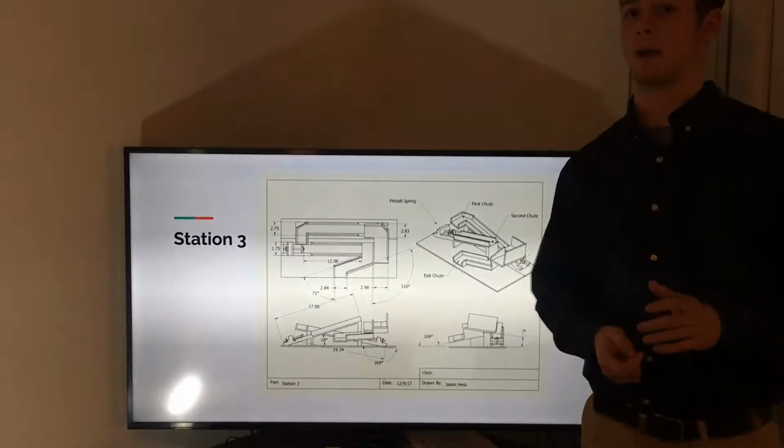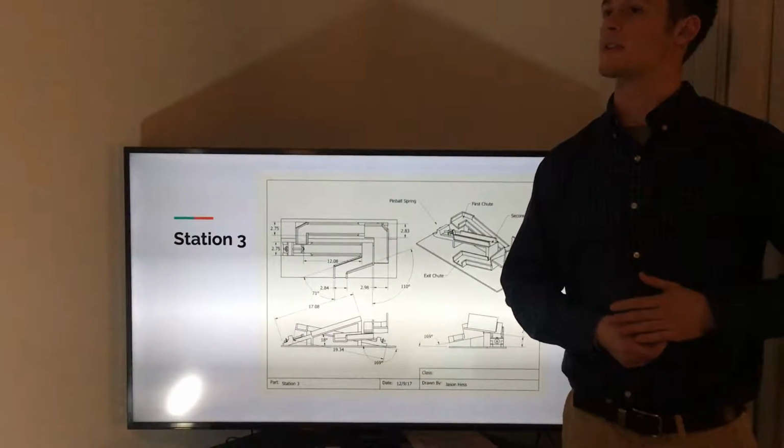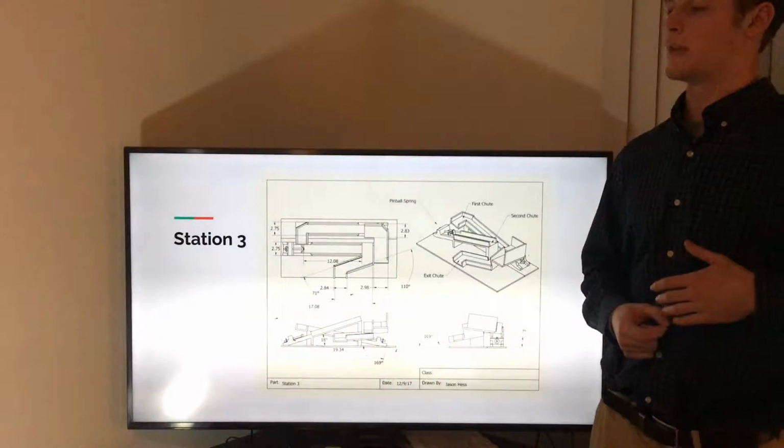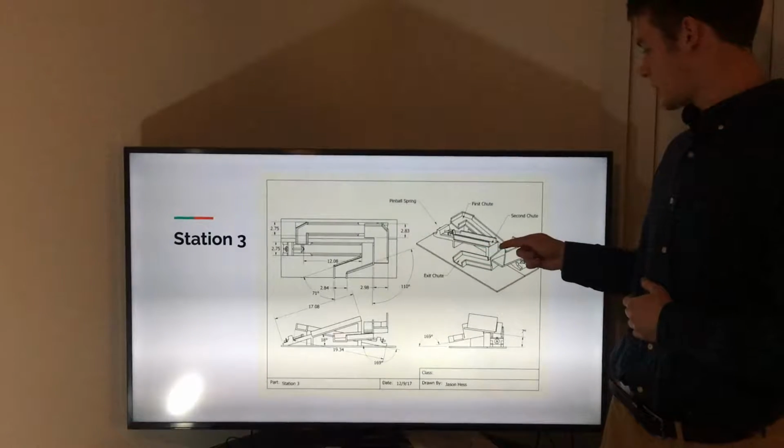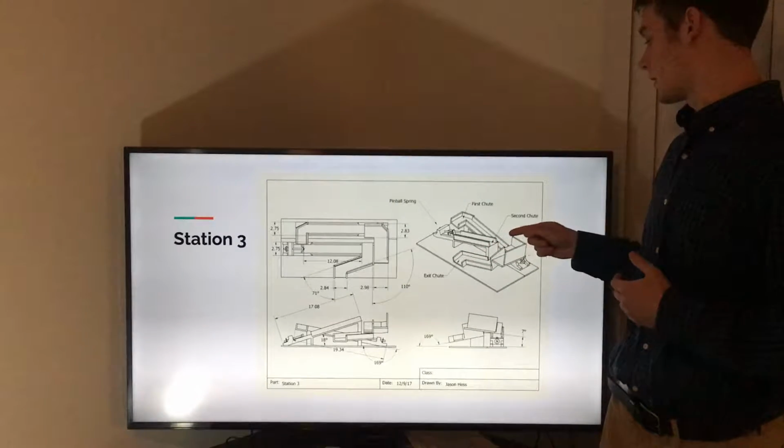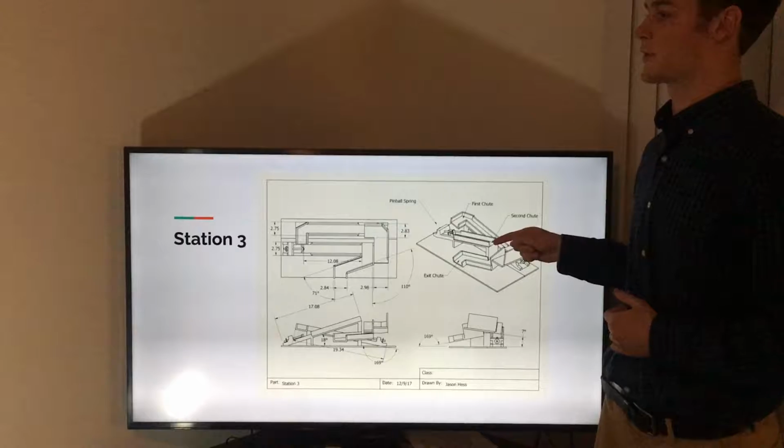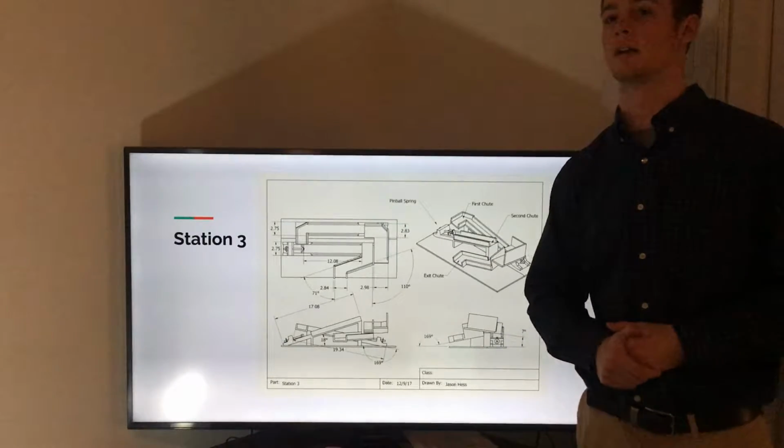The user completes the same action as they did just before, only this time if they pull back too far, then the ball will jump over this exit chute right here, which is the objective, and onto this chute, which brings it back to the very first one, and the user has to start the process over again.